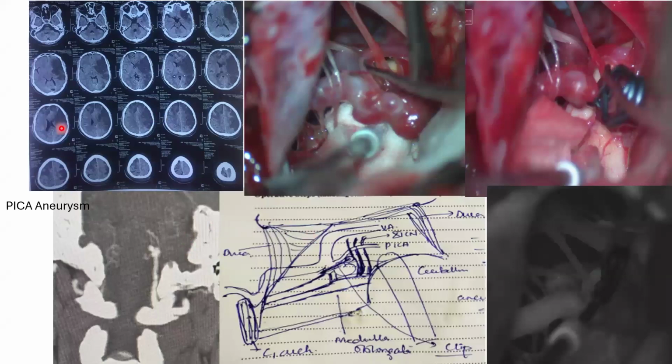This was a patient who came to us in grade 4. Sometimes your machine may fail. That is what happened when this patient was admitted. So we took this patient for open surgery, and this was a giant aneurysm which was clipped, with a good result.